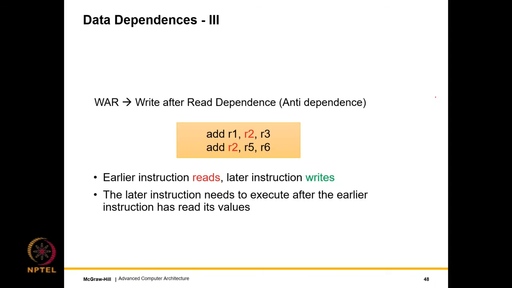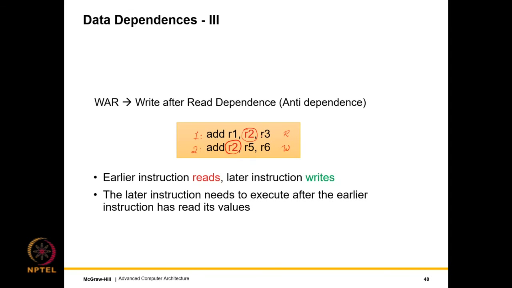All right, let us look at the next kind of dependence, which is a write after read dependence. It's also called an anti-dependence. Let us look at the first instruction, instruction 1. In instruction 1, we are reading from register R2, and in instruction 2, we are writing to register R2. So the first is a read and the second is a write. So we have a write after read.